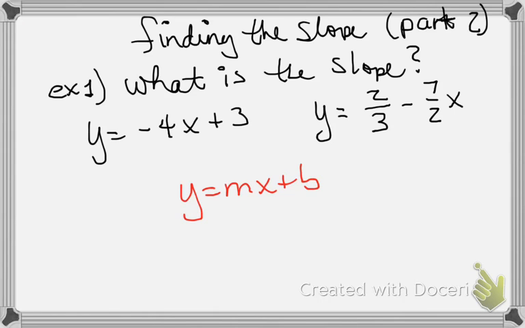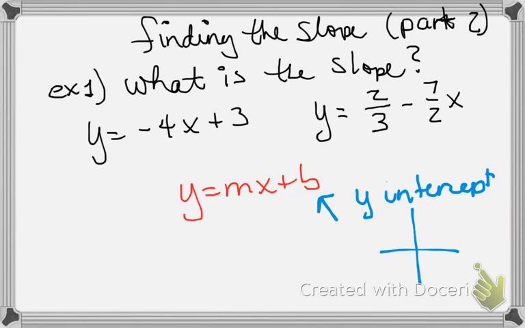And I've got two examples here. The two things you need to really know is that the b is our y-intercept. If we had a line here, it's where our line crosses the y-axis at that point. This is also when x equals 0. So the y-intercept is the letter b.